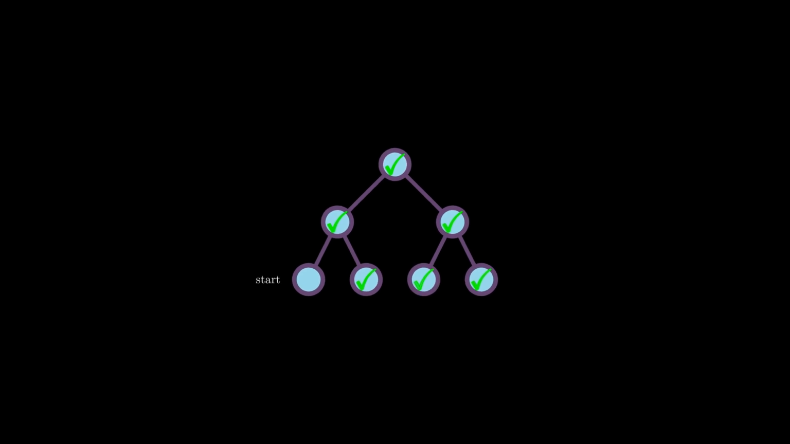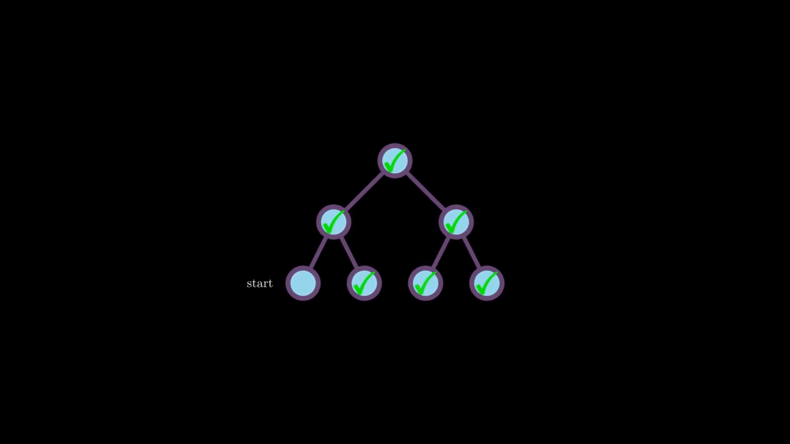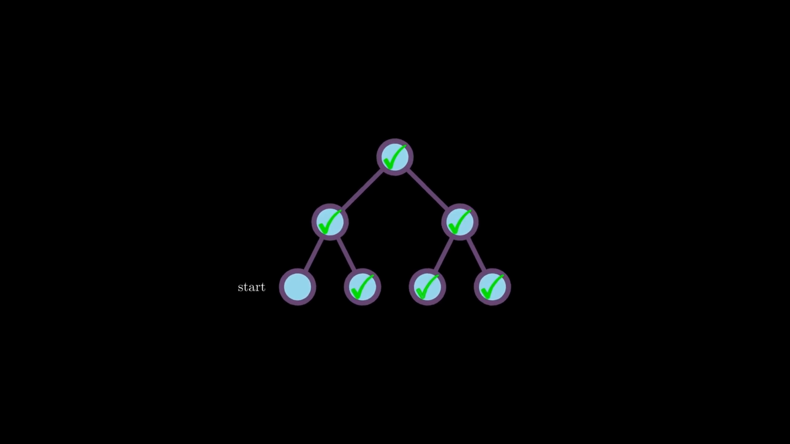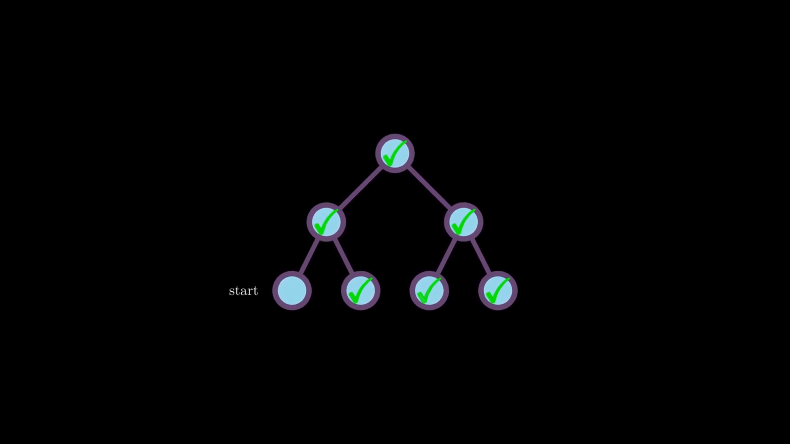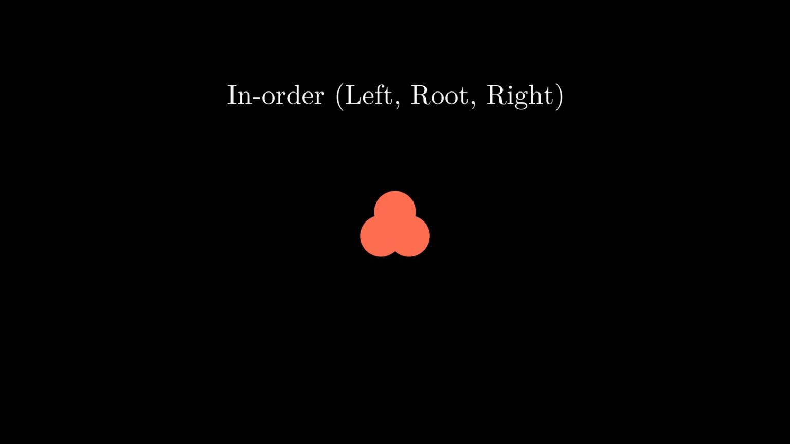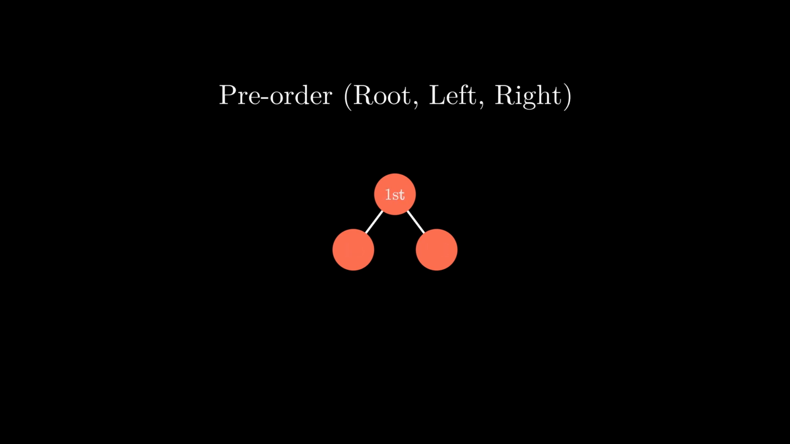So there are three traversal orders that we need to consider in regard to DFS on a tree, or DFS on a connected graph with no cycles. Those are, in order, pre-order, and post-order.